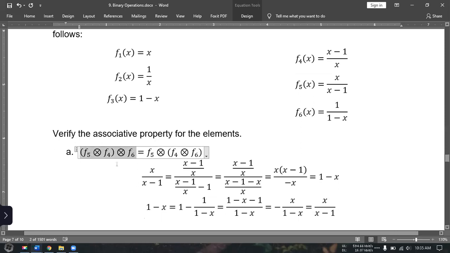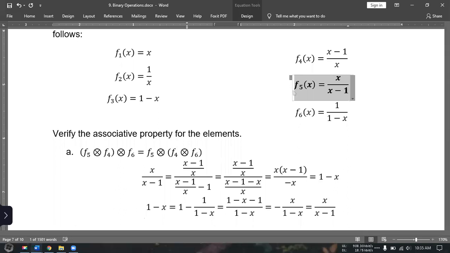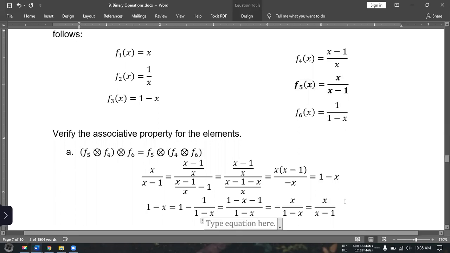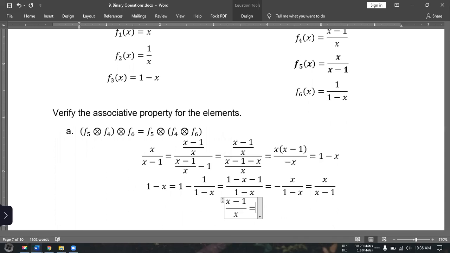F of 5. And let's test our right side. F of 5. Let's start with f of 4 with f of 6. Let's compose f of 4 with f of 6. Our f of 4 is given by x minus 1 over x. So we'll be replacing all the variable x with f of 6.